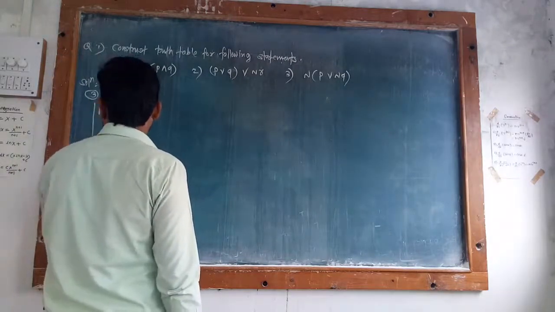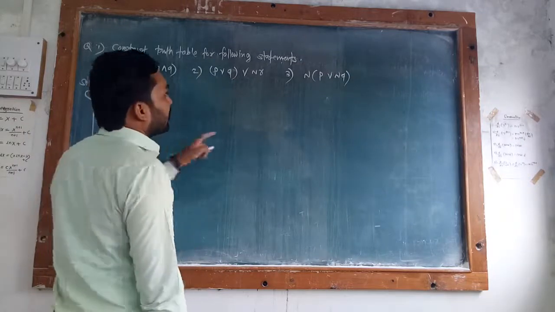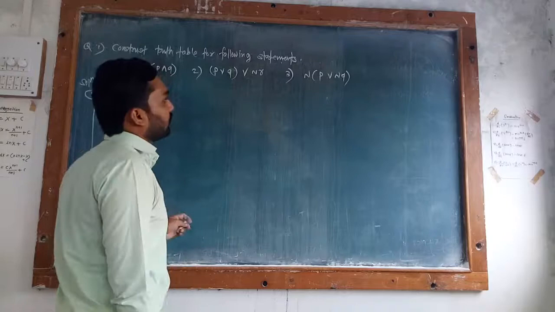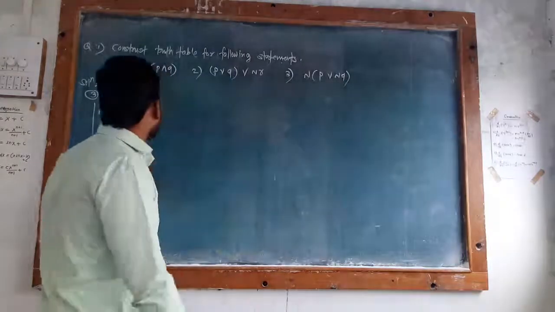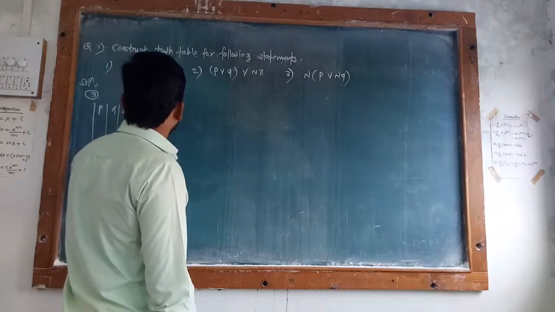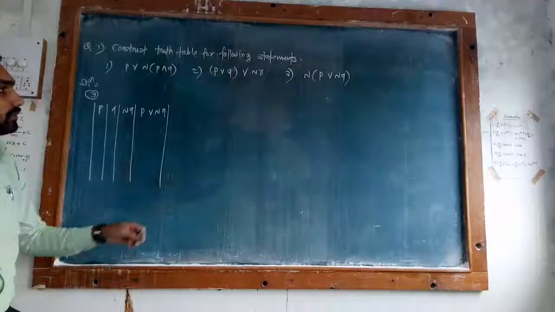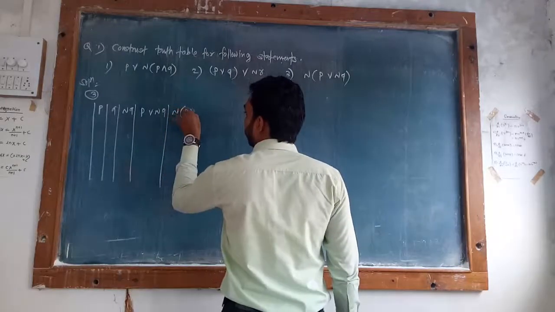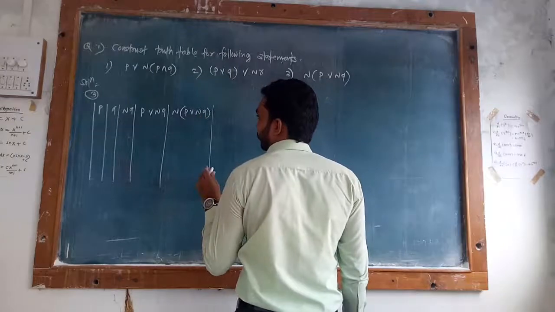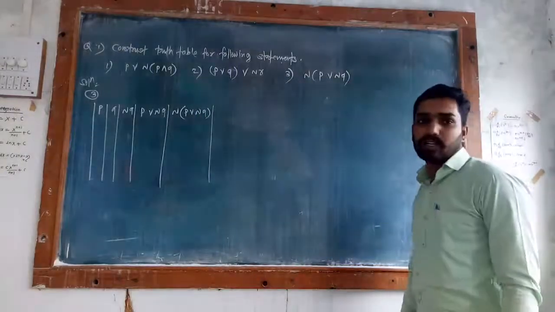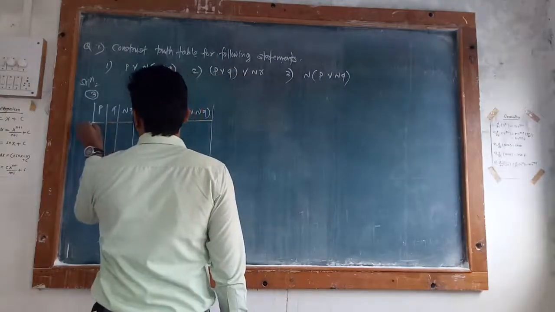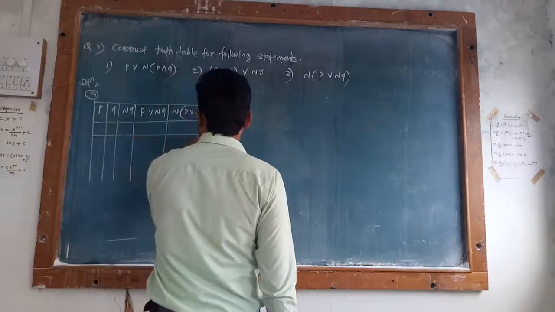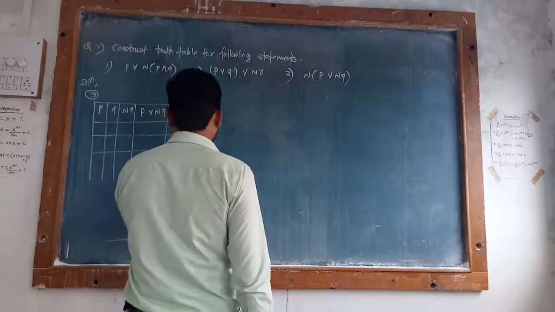First column for proposition P, second column for proposition Q, third column for the negation of Q. Next, the fourth column is P or negation Q. What is your last column? Take the negation of the whole bracket, the negation of (P or negation Q). This is your truth table containing 5 columns and 4 rows.